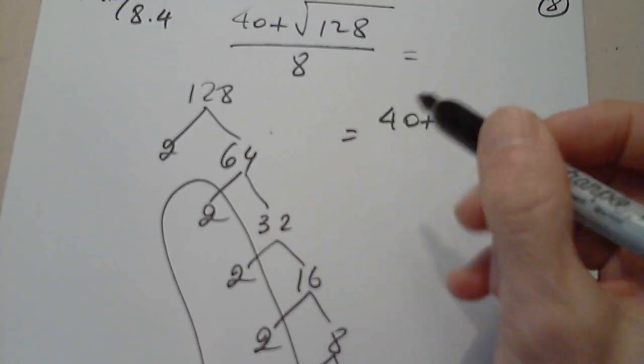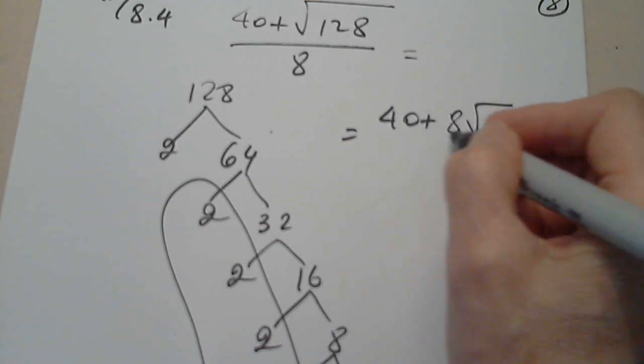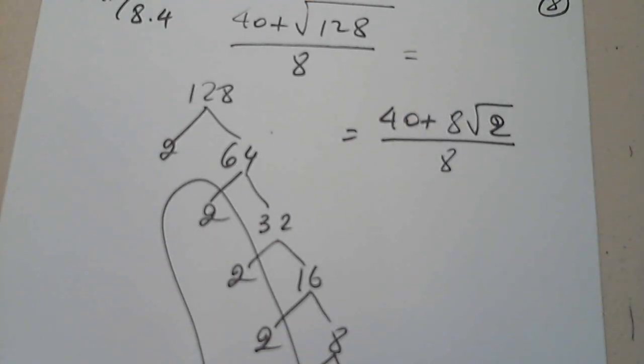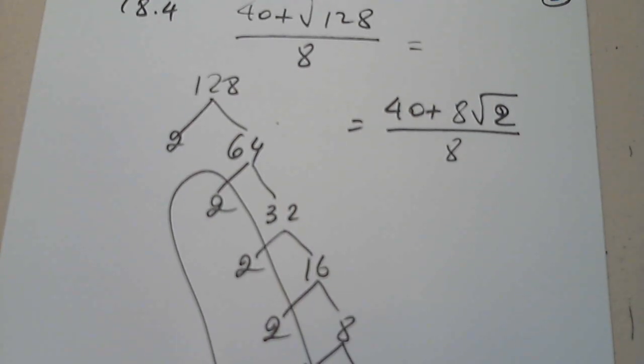So 40 plus 8 square root of 2, divided by 8. If you simplify in a sum, don't tell anybody I was your professor, or just tell them I was, and I told you many times not to do it, and you still did it.